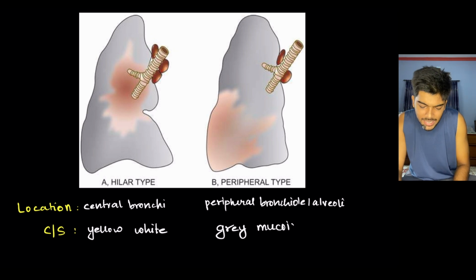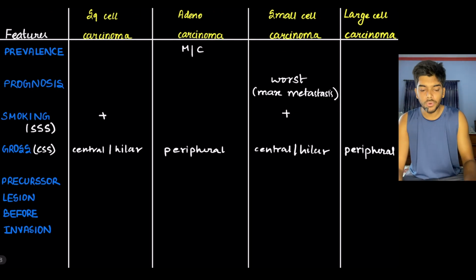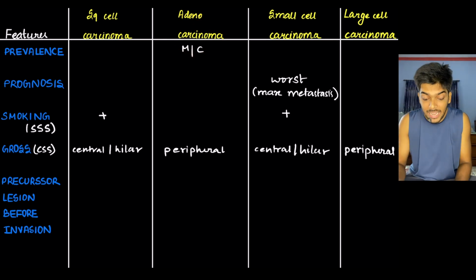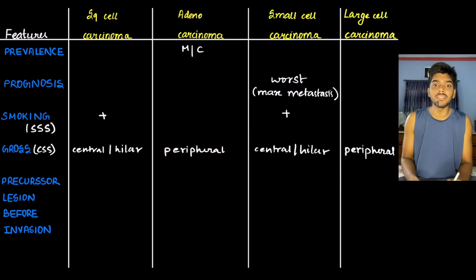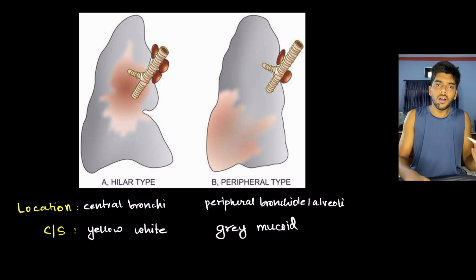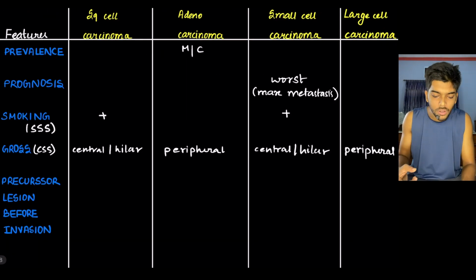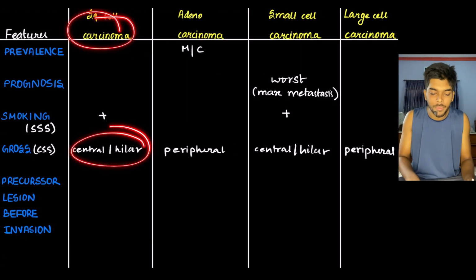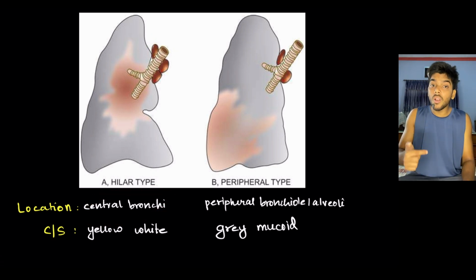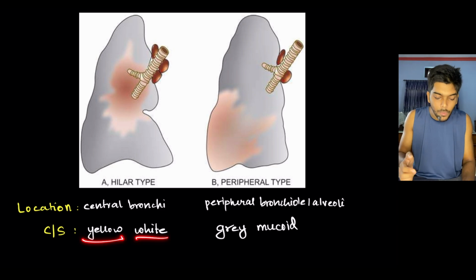So let's take an example. Let's say I ask you the gross feature of adenocarcinoma. You know that adenocarcinoma has peripheral type of lung cancer. That means it arises from peripheral bronchiole or alveoli, and the cut section is gray mucoid. That's it. Another example. Let's say I ask you the gross feature of squamous cell carcinoma. You know that it is central or hilar type, so you can say that it arises from central bronchi plus the cut section is yellow-white.